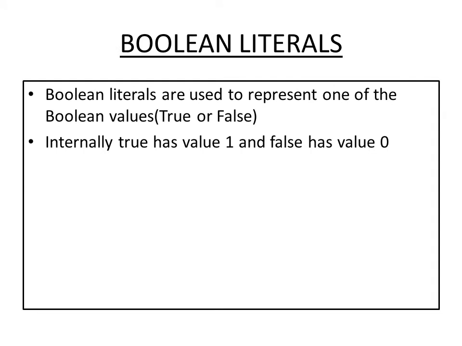Next, we are looking into Boolean literals. Boolean literals are used to represent one of the Boolean values. The Boolean values are true or false. In memory, true will give the value 1 and false will give the value 0.